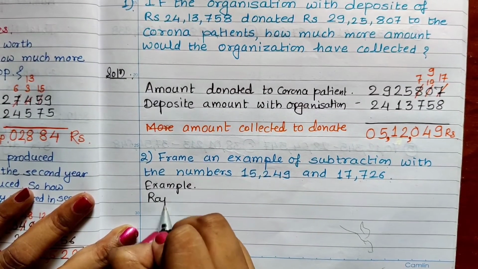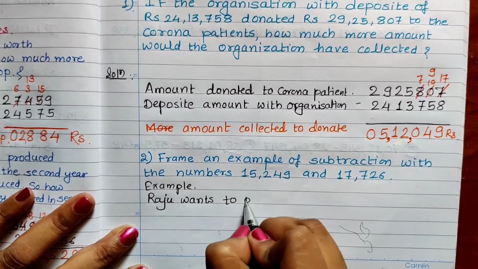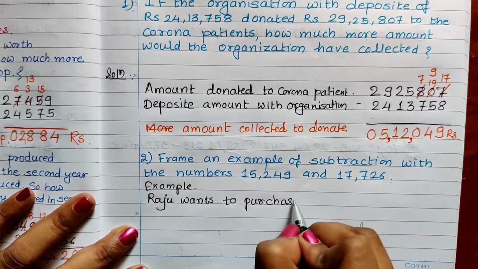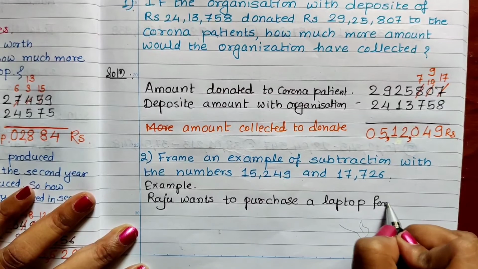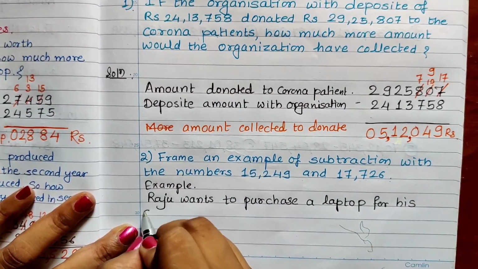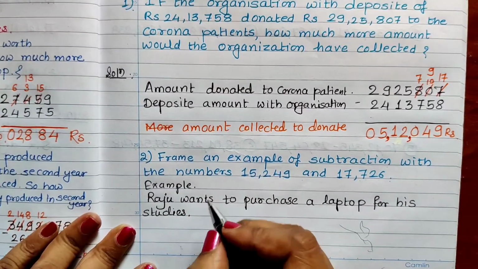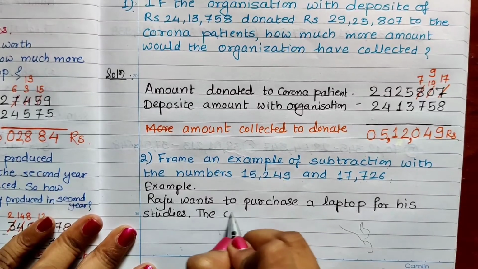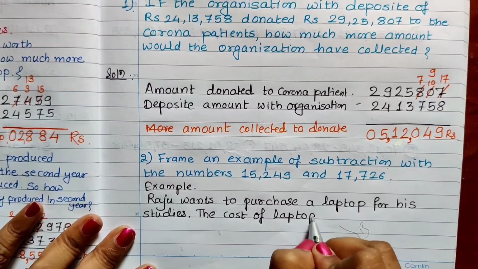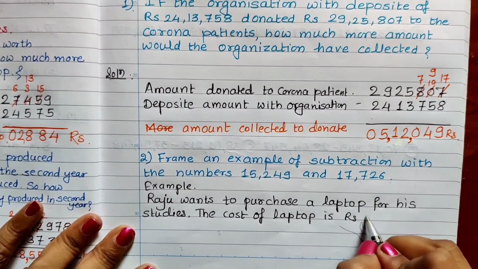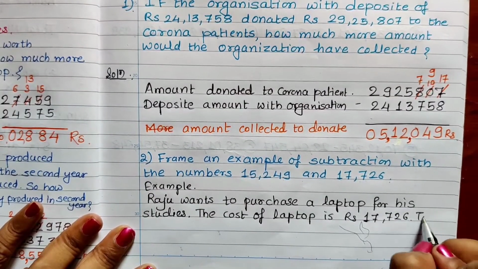I can write any name. Raju wants to purchase or to buy a laptop for his studies. Okay. The cost of laptop, or price also you can write. Cost of laptop is rupees 17,726.